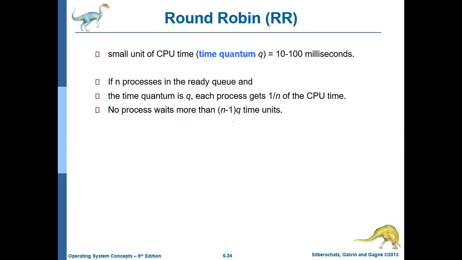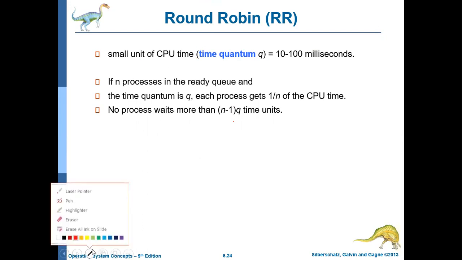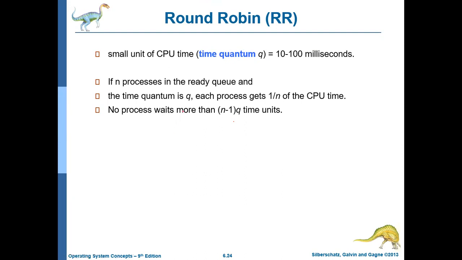Assume there are n processes in the ready queue, and the time quantum is q. Then each process will get 1 by n of the CPU time, and no process will be required to wait more than n minus 1 into q time units. Okay, so these are some of the characteristics of the round robin scheduling algorithm.